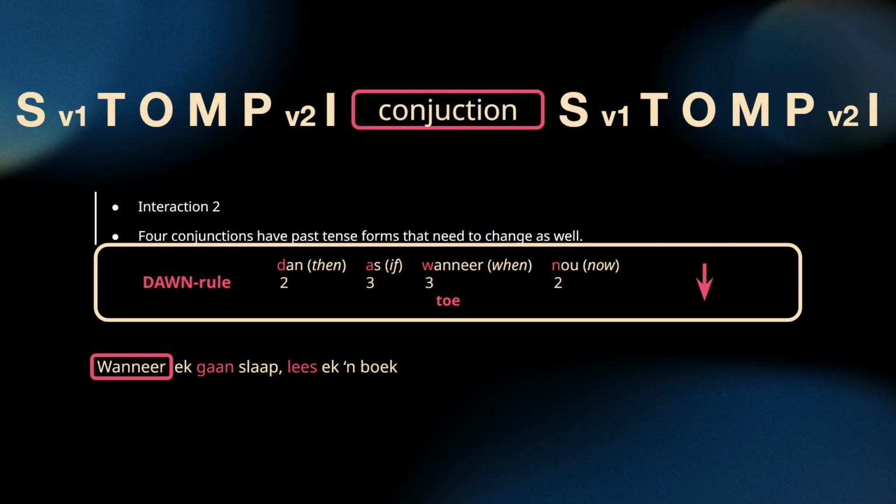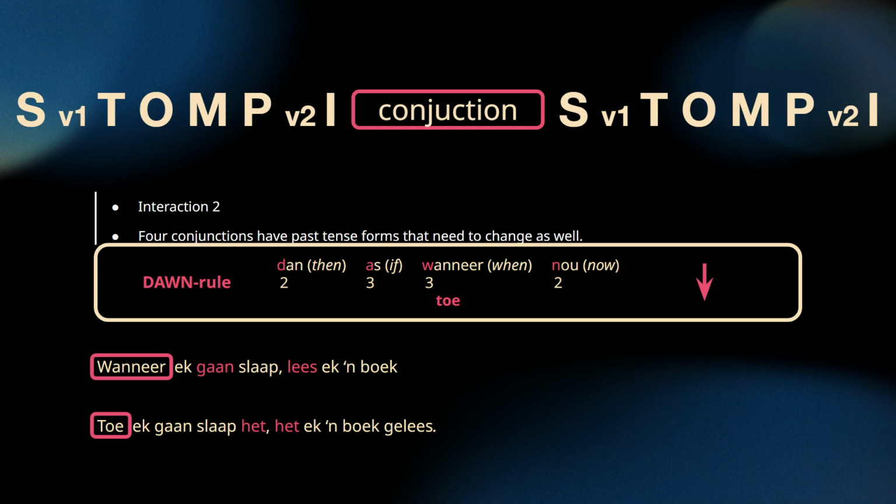So wanneer ek gaan slaap, gaan, even though again it looks like it's in verb 1, it is in the second verb position. It just didn't move past slaap because slaap is already a verb in the second verb position. Lees ek 'n boek. Lees, being my verb 1, must move to the front of that sentence because that's the rule when I begin a sentence with a group 3 conjunction. When I change that sentence into the past tense, I don't necessarily need an adverbial phrase of time. All I do is I change wanneer into toe.